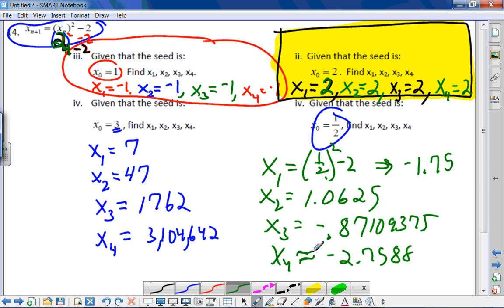Well, unlike the other three, this behavior is not converging to a constant like negative 1, negative 1, negative 1. It's not converging to 2, 2, 2, 2. It's not exploding like 7, 47, 1,762, 3 million, etc. This one's staying pretty close to small numbers, pretty close to 0. In fact, it's toggling between positive and negatives. You notice that the positive 1/2, the negative 1.75, positive, negative. Oh, this stayed negative again. This behavior is very interesting, very different from all the other ones. Let's stop there for now.